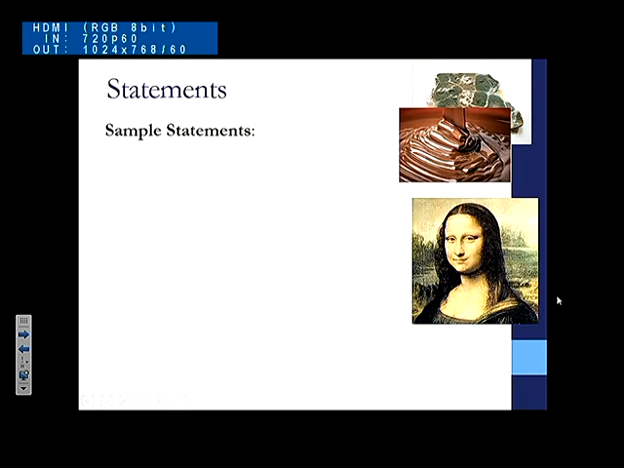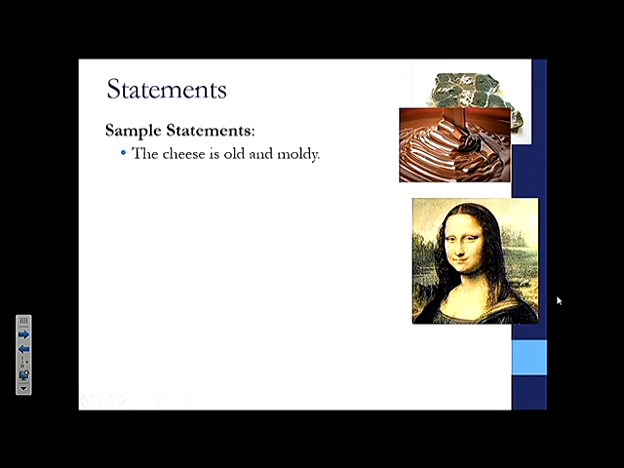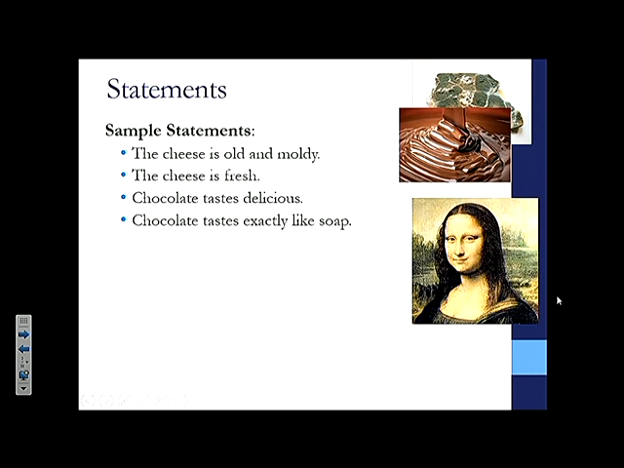All right, so statements. This is where we begin. In talking about logic, and talking about consistency and inconsistency, and talking about contradiction, we're talking about relationships that obtain among statements. Statements are things that you're quite well aware of, you're very familiar with. Statements, claims, philosophers often prefer the term proposition. And there are things like these. The cheese is old and moldy. Cheese is fresh. Chocolate tastes delicious. Chocolate tastes exactly like soap.